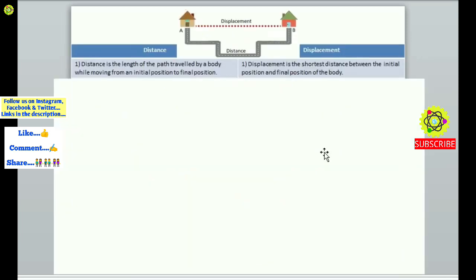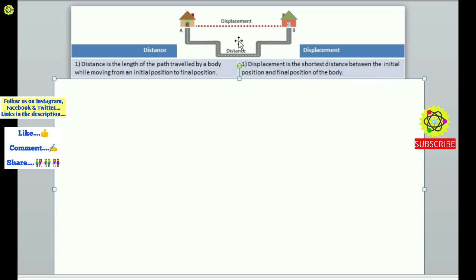So students, see here, the distance is the length of the path traveled by a body while moving from an initial position to the final position. Displacement is the shortest distance between the initial position and final position of the body.